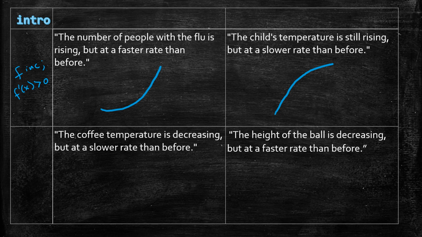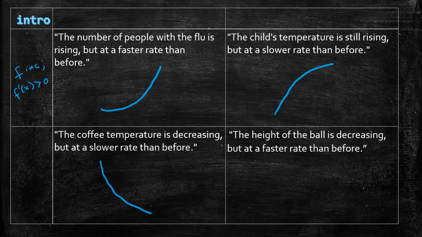And what about the bottom left-hand corner? Coffee temperature is decreasing, but at a slower rate than before. Sort of predicts something like this. So the temperature drops pretty dramatically at first, as we know happens with hot drinks, and then kind of slows down. The rate at which it's cooling slows down. And that's a decreasing function.